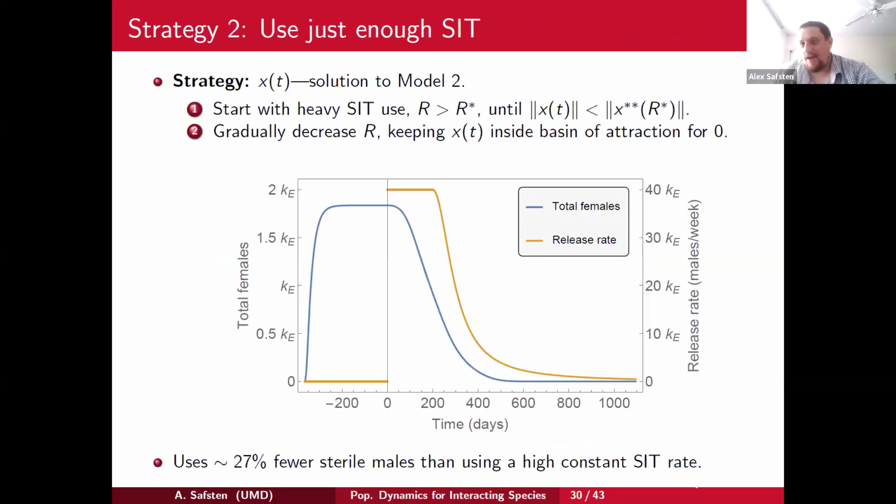So I did that. This is not optimal control. That's an entirely different topic, which Christian and I have talked about, and someday we'll get around to that. This is just me playing around looking for a proof of concept here, and I found an example of a release rate that starts high. That's the orange curve, it starts high and then decreases, and I can drive the wild population to extinction with about 27% fewer sterile males than with a constant release rate. And with an optimal control, we could do even better.